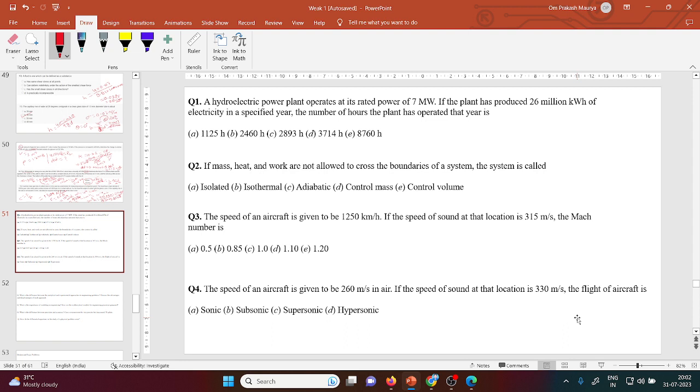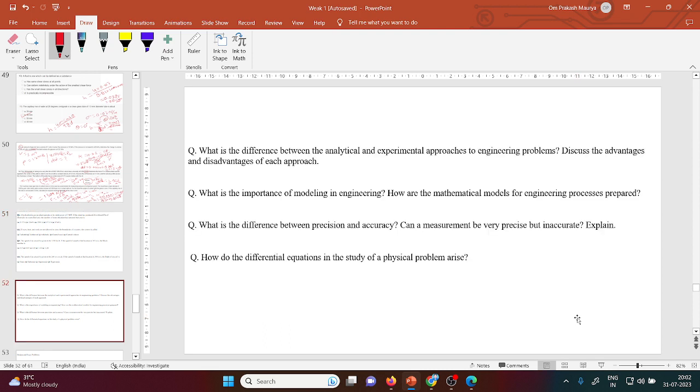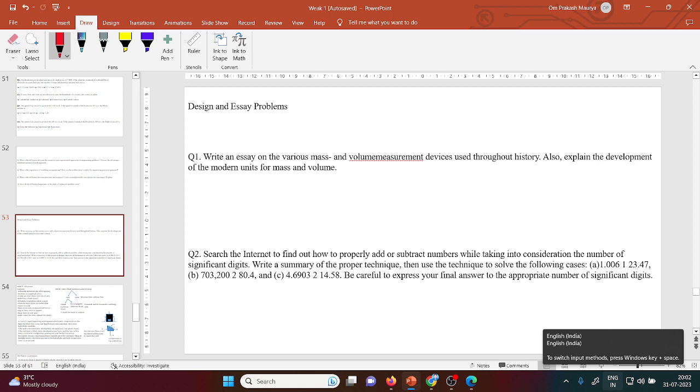This is not a rule for you. If someone wants to solve the questions, you can take a screenshot. And this is another slide. You just take the screenshot and you can write something about it. Then you can easily get the basic knowledge about fluid mechanics, and you can also write essay problems.